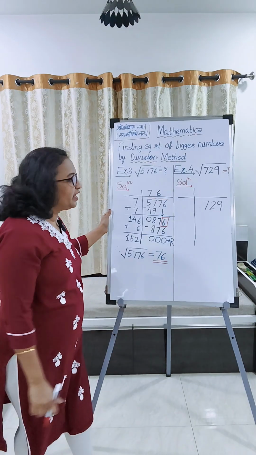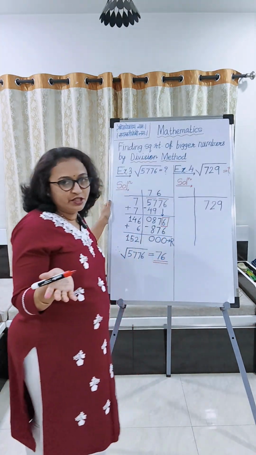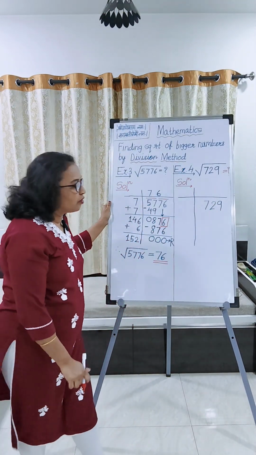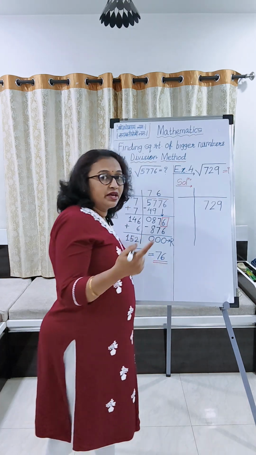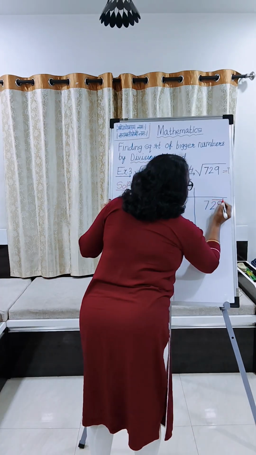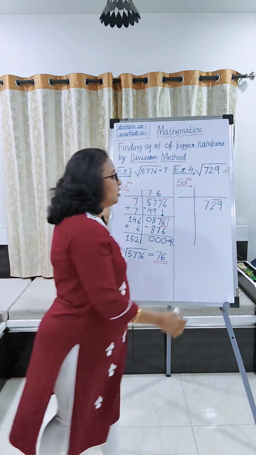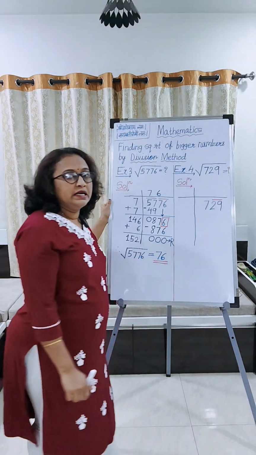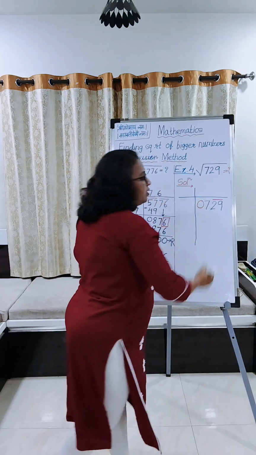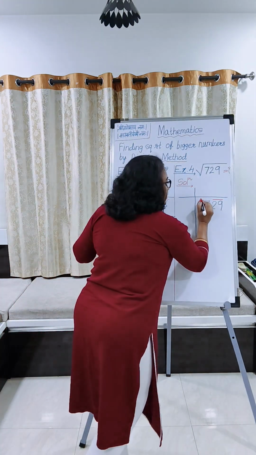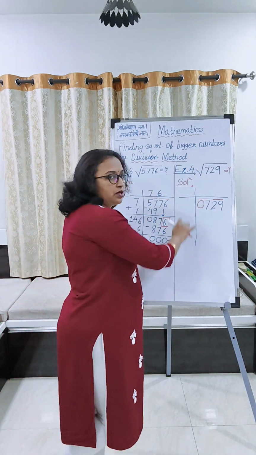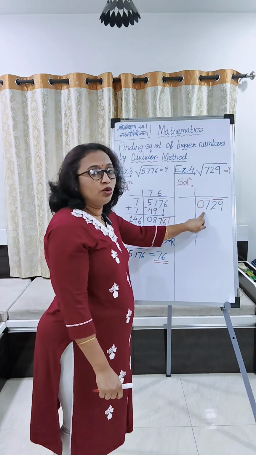729. As usual, as I explained to you in the previous video, write down this dividend number in this format. Now we will make groups of two digits from the right side. So 29 will be the first group of two digits. Then as there is only one digit left, we will write 0 to the left of 7 and make the group 0, 7. And for division purposes, we will start from this group.